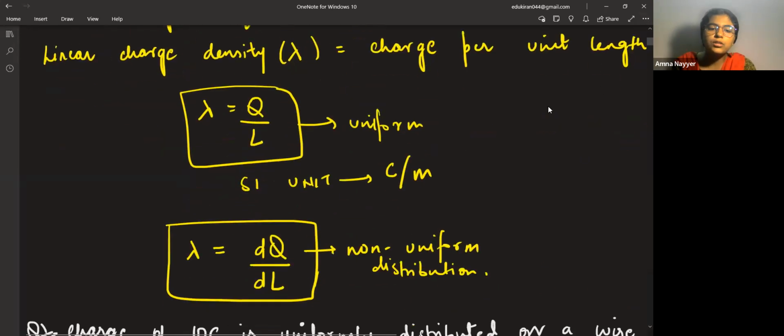So charge per unit length will be what? Lambda is equal to Q by L, that is charge divided by length. SI unit will be coulomb per meter. If it is variable, if the distribution is not uniform, like this is your length, some charges are present here, some are less in this 1 meter, some are more in this 1 meter. So for that you differentiate it, dq over dl you use. Otherwise Q by L is simple.